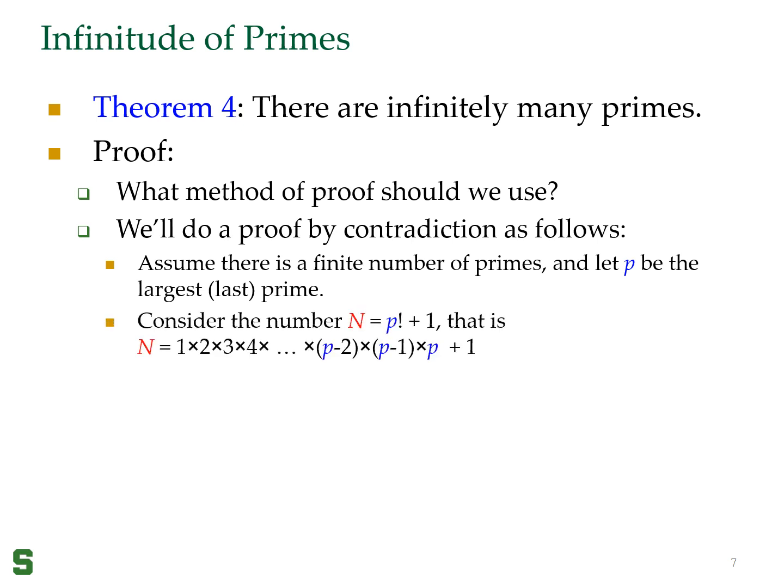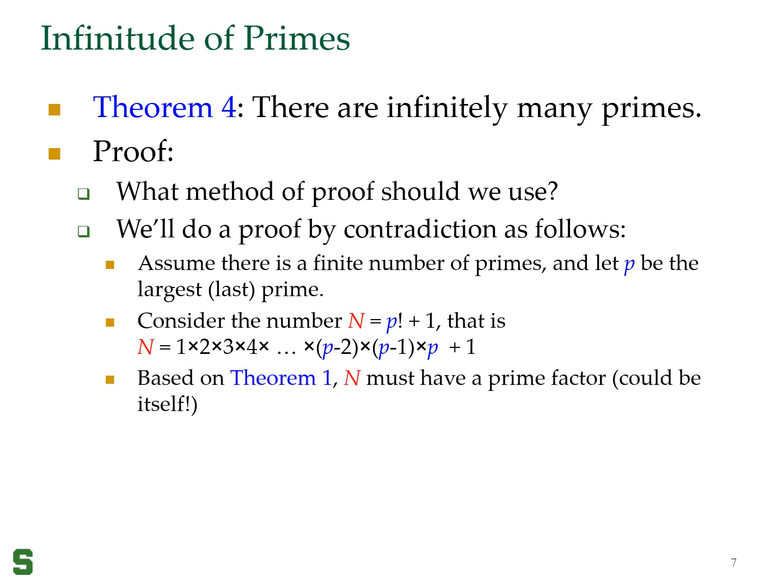Then we can compute the number n to be p factorial plus 1. P factorial is 1 times 2 times 3 times 4 up to p, plus 1. Now, based on the theorem that we studied earlier, n must have some factor that is a prime. Well, the problem is n cannot have a factor less than or equal to p, and the reason is basically straightforward.